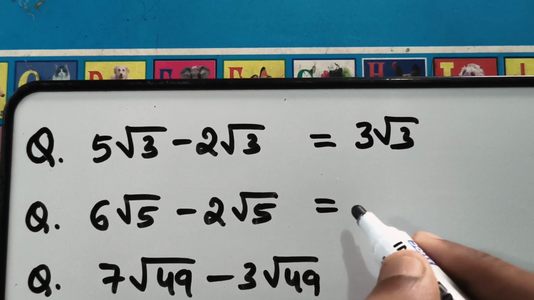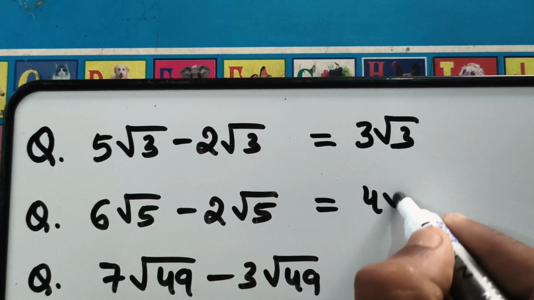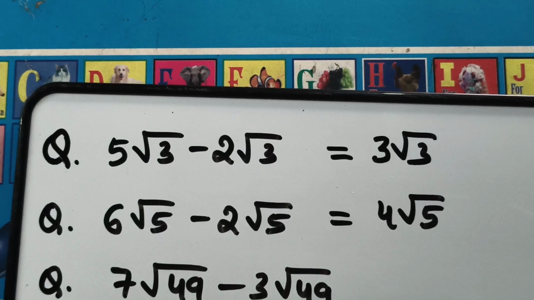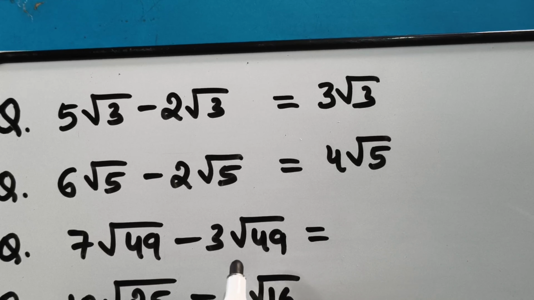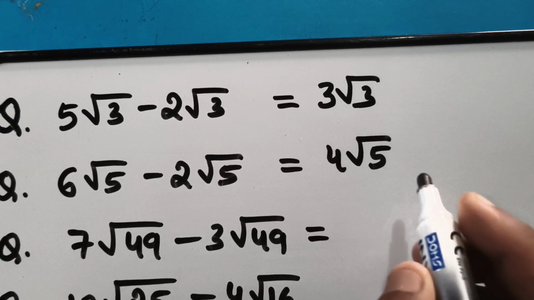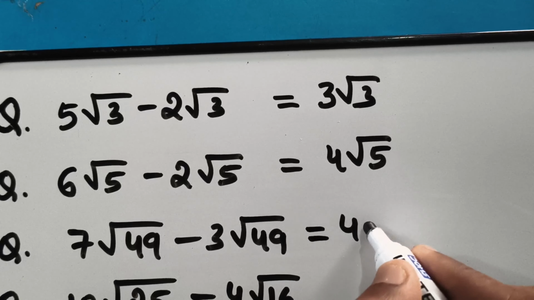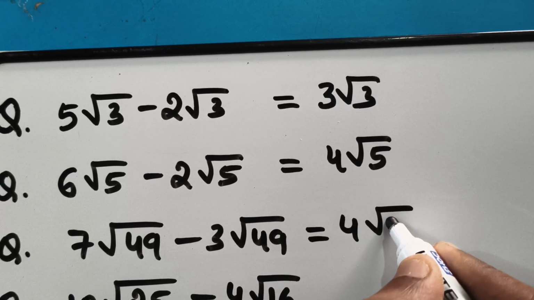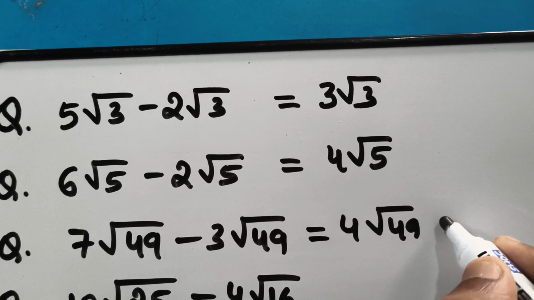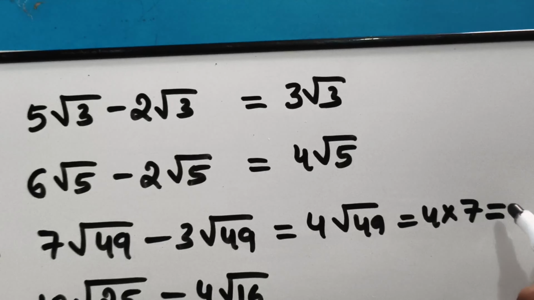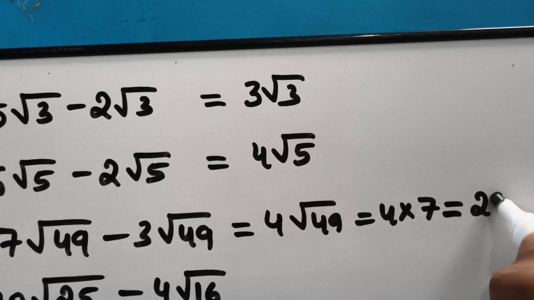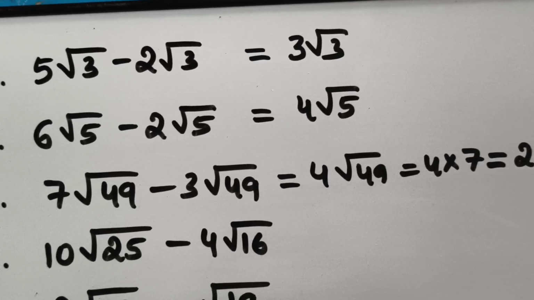6 root 5 minus 2 root 5. That is 4 root 5. In 7 root 49, remove 3 root 49. How much do we get? 4 root 49. What is root 49? 7. We know that root 49 is 7. 4 7s are 28.